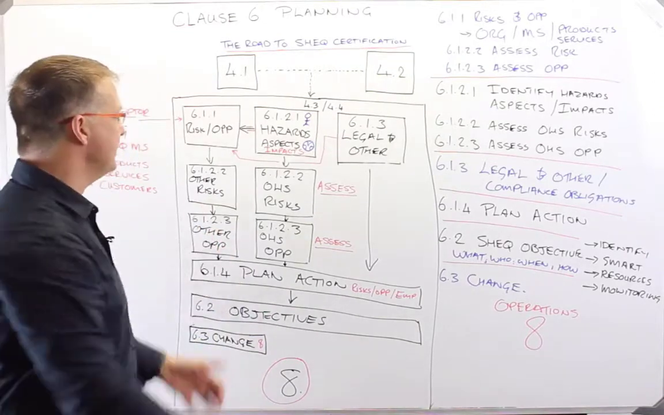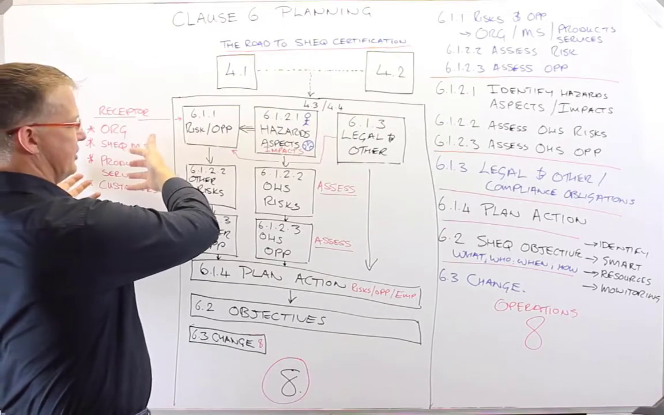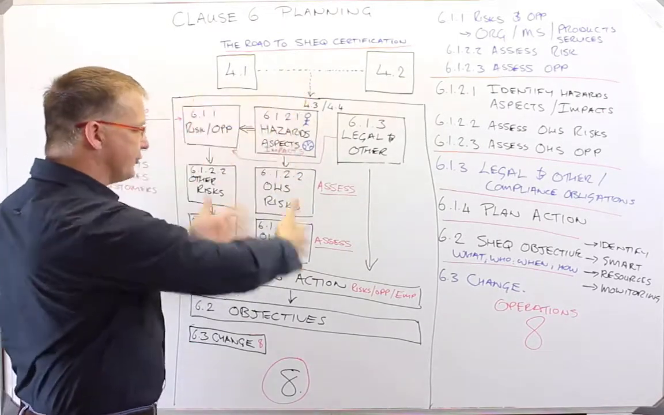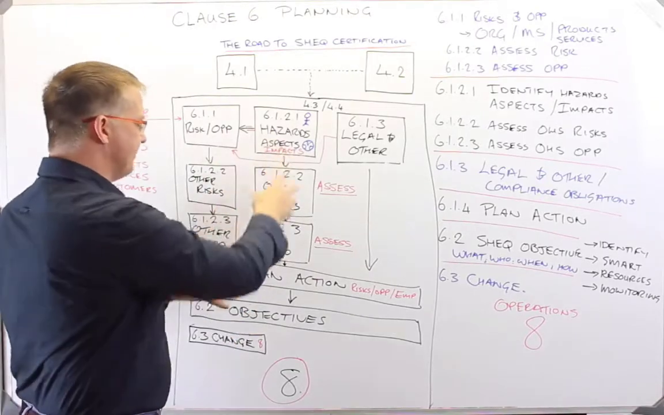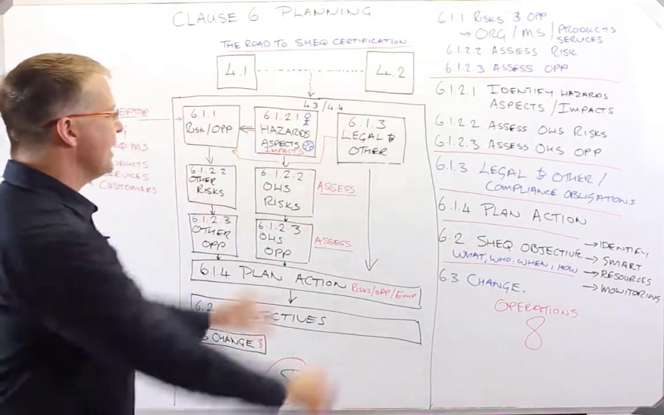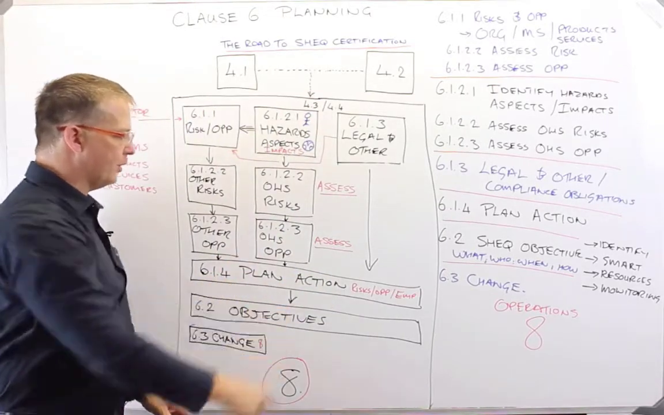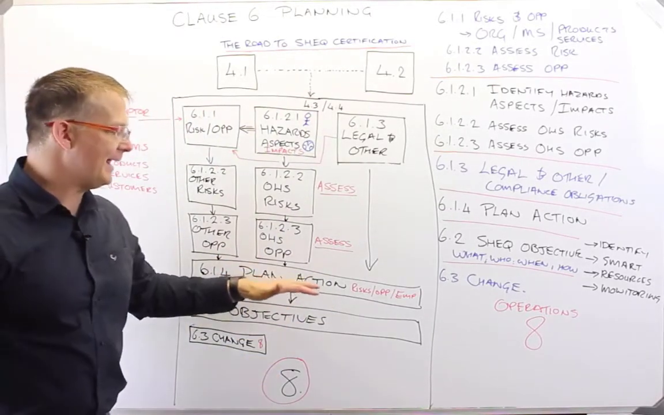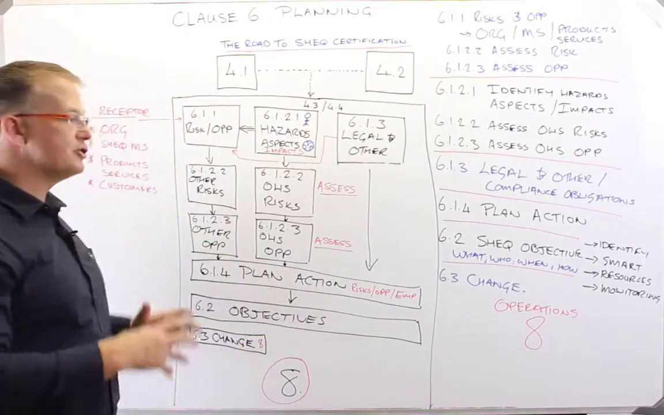So what we want to show you here is that this assessment, where the receptor is the organization and the management system, or this risk assessment, which looks at hazards and risks and aspects and impacts and OSH opportunities, and also legal, pulls through to 6.1.4, which is planning action. So before we take action, we want to plan for it.